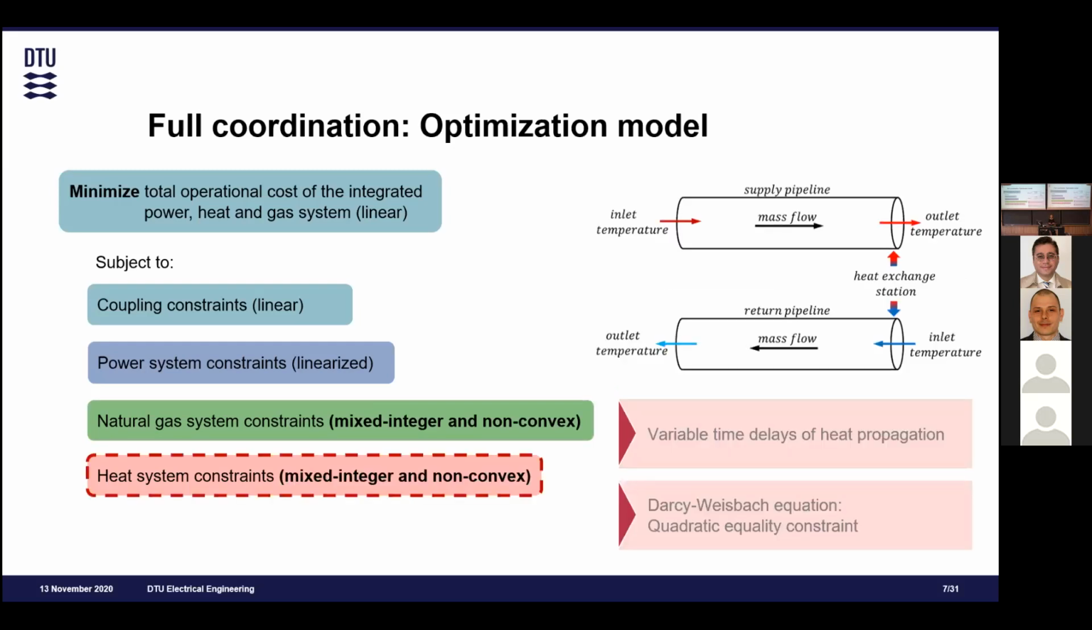In the district heat network, there are parallel supply and return pipelines, and both mass flow rates and inlet temperatures can be control variables. We need binary variables in our model to account for the variable time delay of heat propagation throughout the pipe, which depends on the mass flow rate. And then there's the Darcy-Weisbach equation, which, similar to the Weymouth equation, relates the pressure drop along a pipeline to mass flow rates. And it's a quadratic equality constraint, and that's again non-convex. And we propose to use convexification strategies to handle the non-convexities that arise from energy flow dynamics.